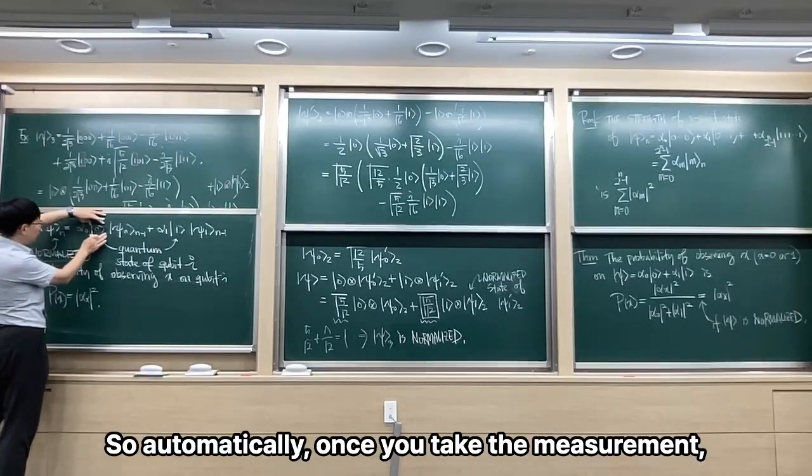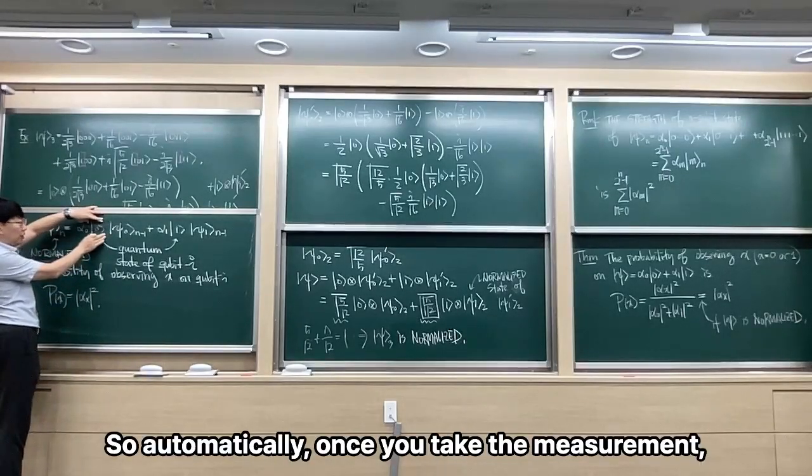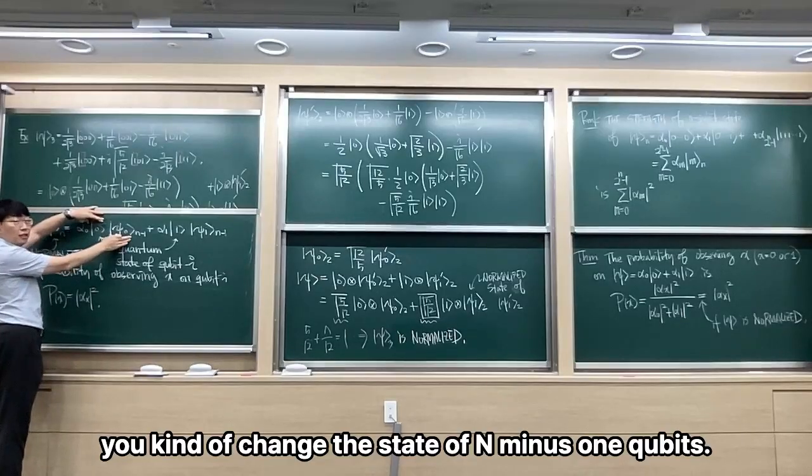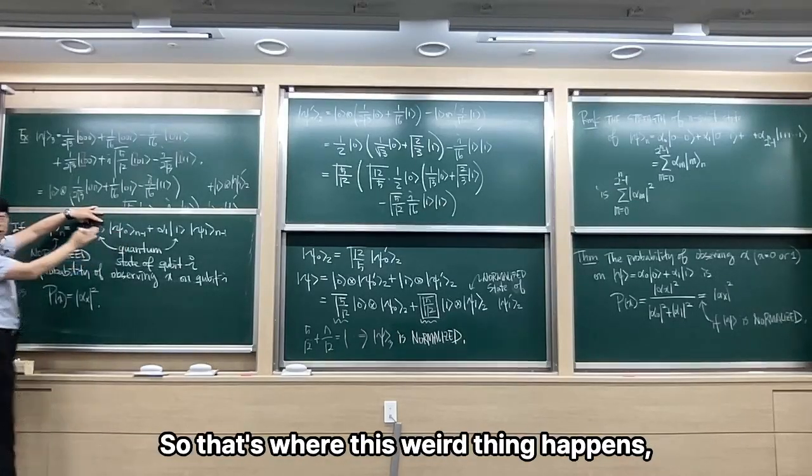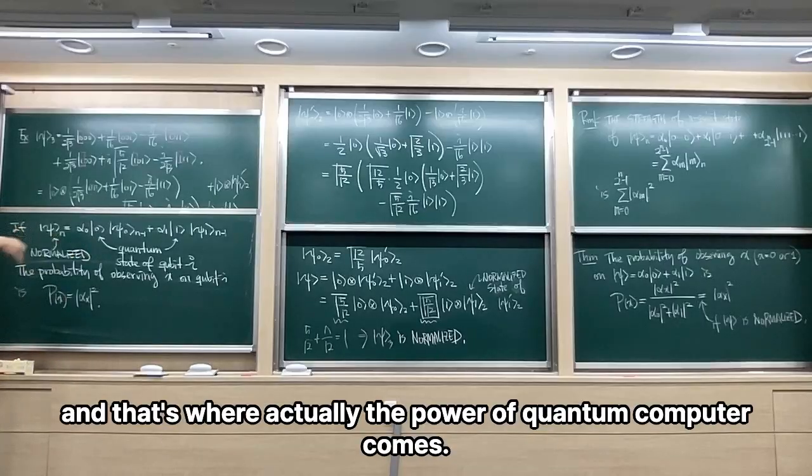So automatically, once you take the measurement, you kind of change the state of n-1 qubits. So that's where this weird thing happens, and that's where actually the power of quantum computer comes.